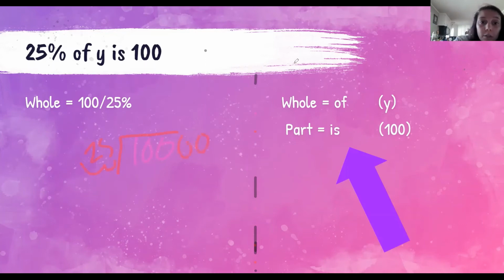add 2 zeros. Okay, so 25 can't go into 1, 25 can't go into 10, 25 can go into 100 4 times, and it's going to give me exactly 100, and then I would subtract. 25 is going to go into 0 times, and then 25 will also go into 0 times. So your answer is not just 4, it's actually 400.